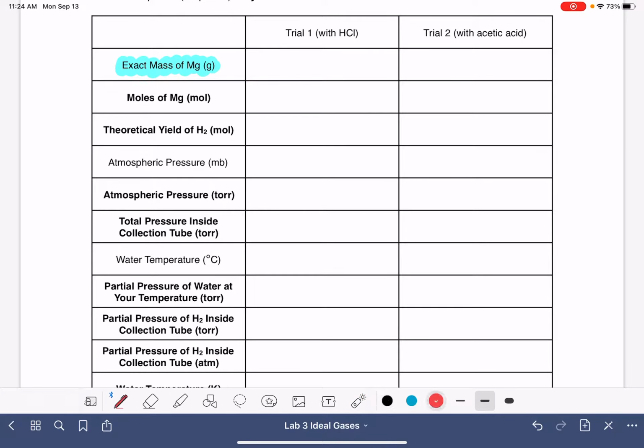And the first calculation that you're going to do is converting that grams of magnesium into moles of magnesium. This is just a straightforward gram to mole conversion. You're going to be using the atomic mass of magnesium. You'll just look that up on a periodic table. Then the next thing that you're going to do is calculate the theoretical yield of H2O.